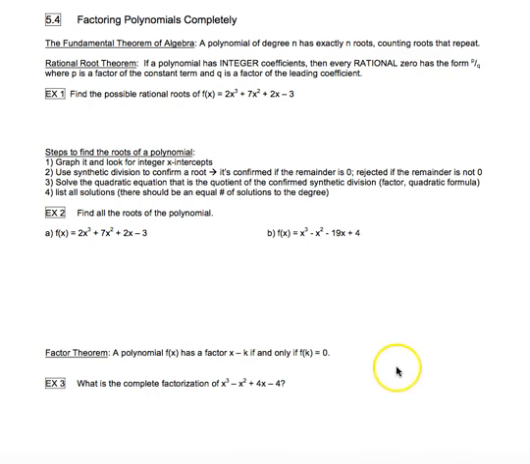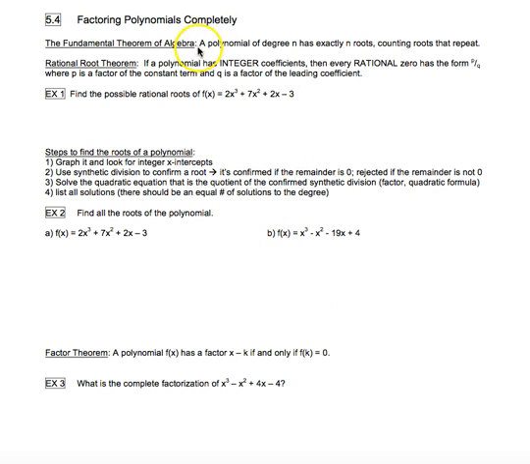All right, so today we're going to be building on what we did with the synthetic division in 5.3, and now we're going to be using synthetic division as kind of one of our steps in being able to factor polynomials completely. So there are a couple theorems that are really important in this section, and some of them they'll actually ask you for directly, but they'll ask questions related to all of them on your quiz.